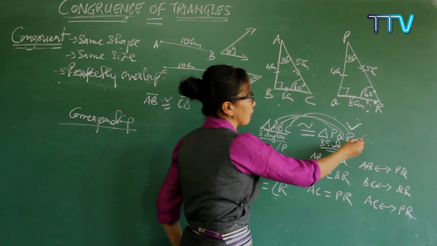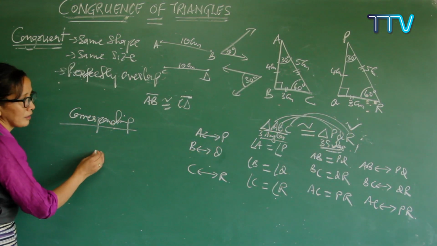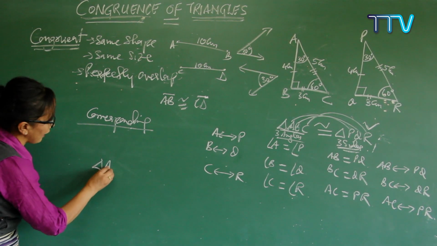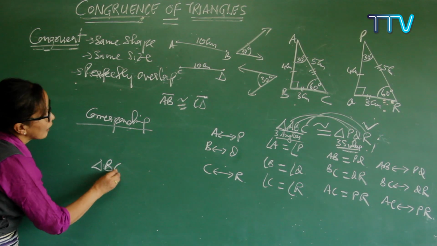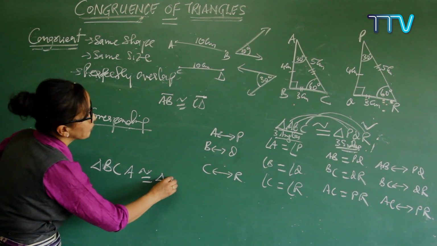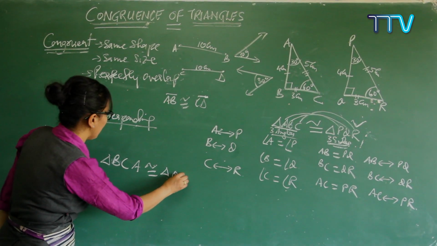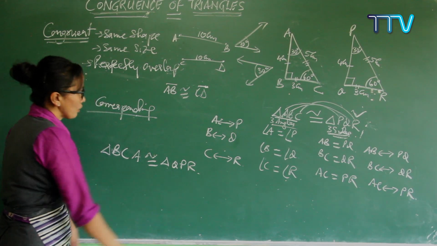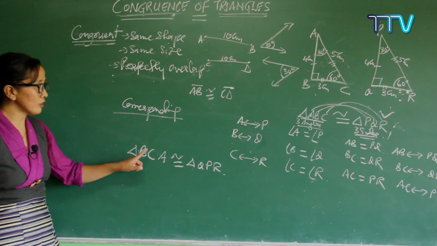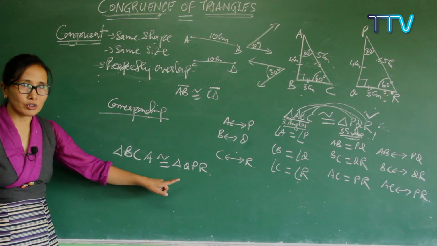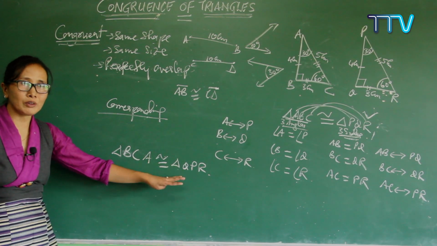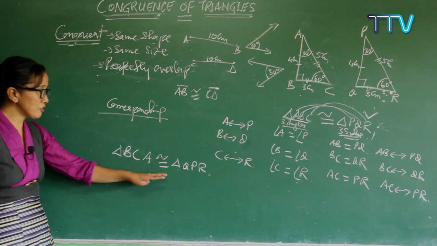Let me write it here. Sometimes students write in this way: triangle ABC, let me write it here, BCA is congruent to triangle QPR. So is this statement correct or not? How do we check? First of all, see whether it is in proper order or not. Sometimes students may write in this way. They think they have written it the right way, but it is totally wrong. So see here, let me check one by one.